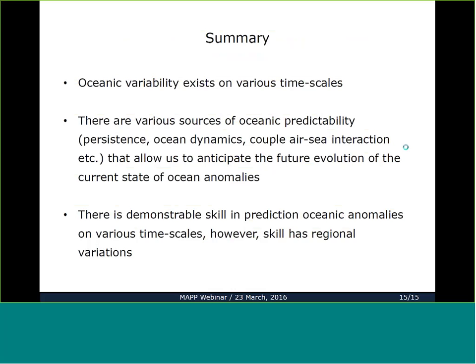There are various sources of predictability which allow you to anticipate these anomalies. These are persistence, advection, or the movement of the oceanic anomalies because of ocean dynamics, or the amplification of the decadal anomalies because of coupled air-sea interactions. These sources of predictability allow you to anticipate the future of these anomalies and add to the predictions, or allow you to have some prediction skill.